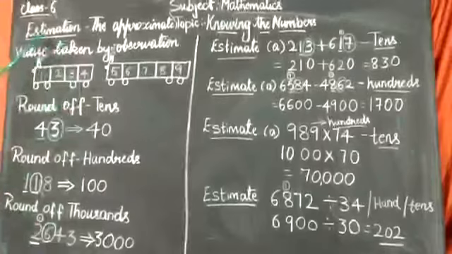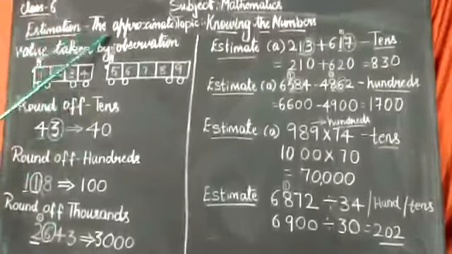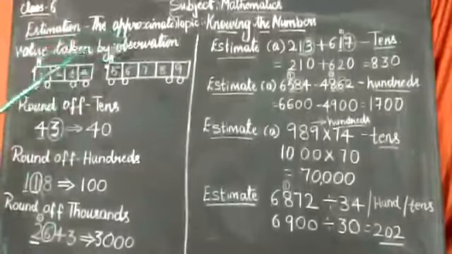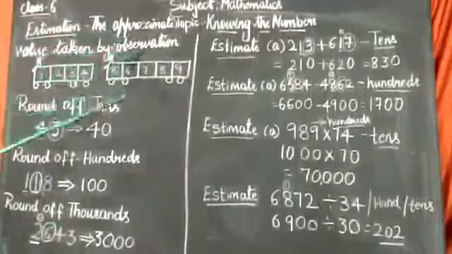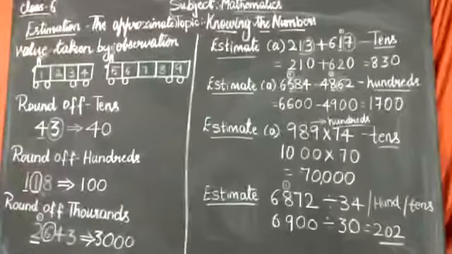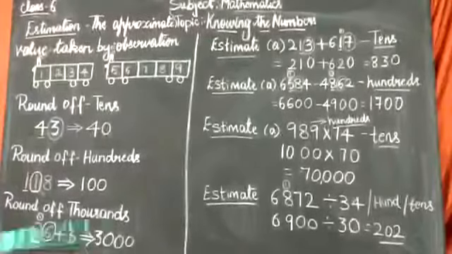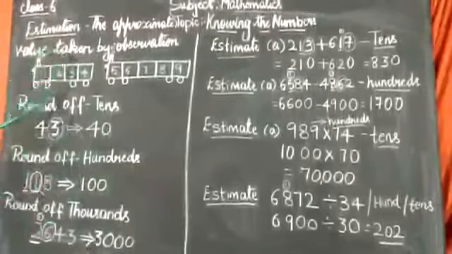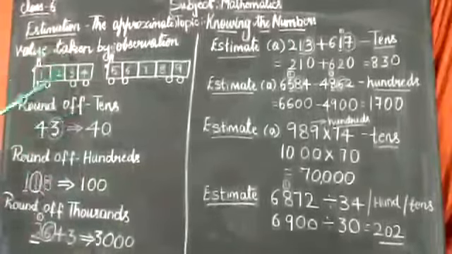So what do you mean by estimation? The approximate value taken by observation. So you have gone there to the new hall, you have observed the class, and you have given me the approximate value of the students being seated there. Now I'll explain the round off through an example.